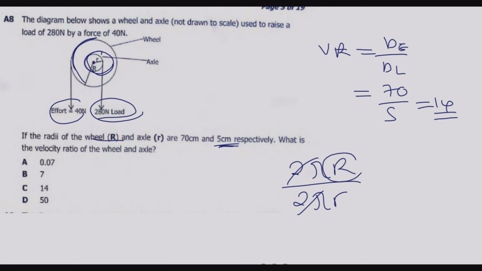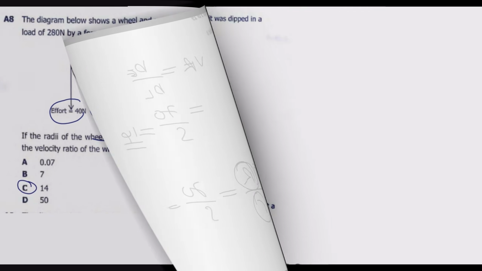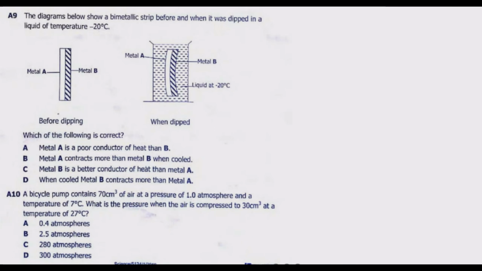Then you see this radius, so this ends up with 70 over 5, which will still be 14. So C is the best answer. Let us look at question A9.